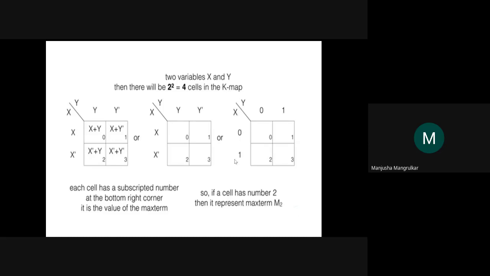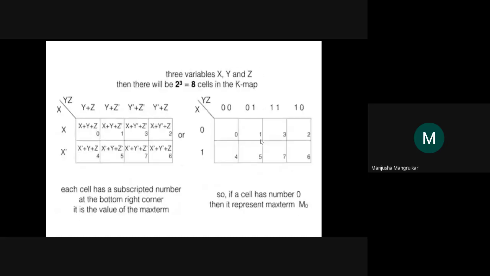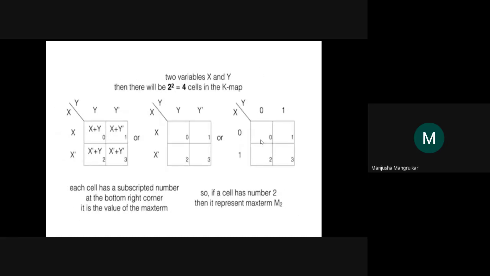And x equal to 1 means it is x complement. y equal to 0 means it is y only, and y equal to 1 means it is y complement. So if the max term is there, it will be denoted 0. If it is not a max term, then it is denoted by 1, right? In max term we need to focus on only 0. So this is a two variable K map. Their terms will be found in this way: x plus y, x plus y complement, x complement plus y, and x complement plus y complement.